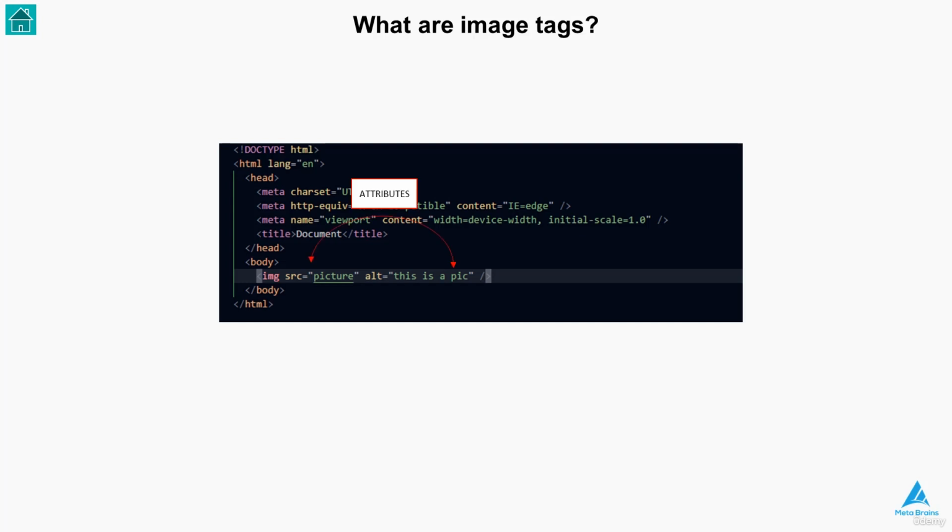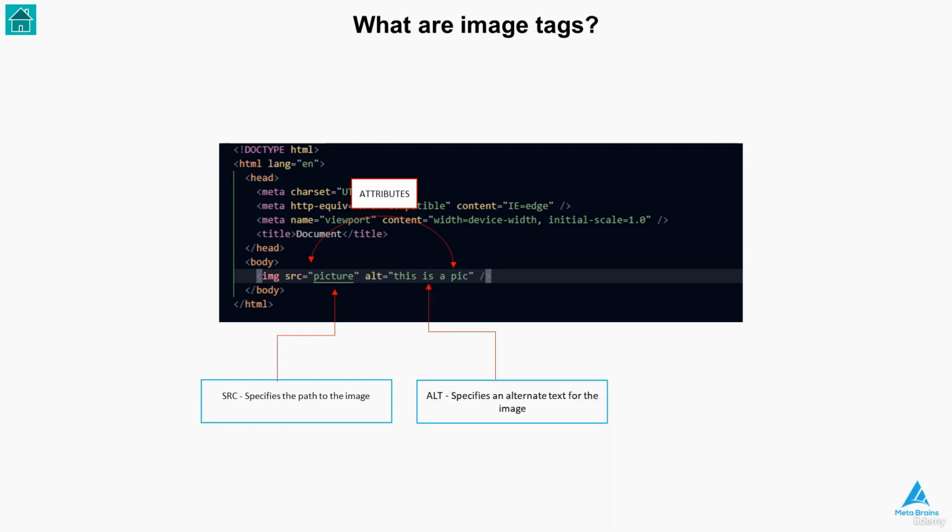Then you can see the attributes src and alt. The first is src and the second is alt. The src or source attribute indicates the location of images. It specifies the pathway of the picture. The alt or alternative attribute works when our website is slow and can't load properly.